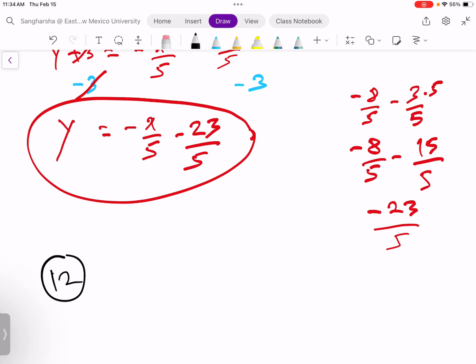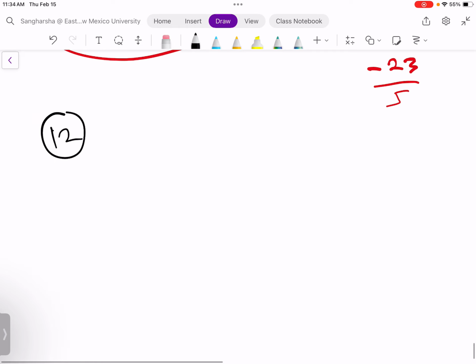Okay, so we need to find the equation of a line. Still we are looking for the equation of a line here. The line is perpendicular to the line. Let me draw a picture here. So let's say we are trying to find the equation of this line.